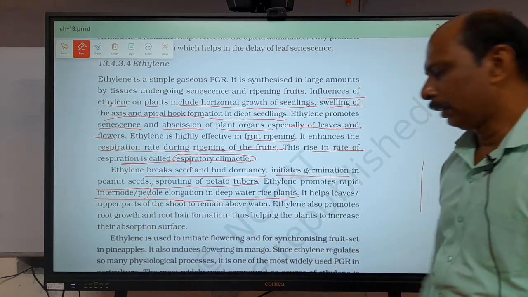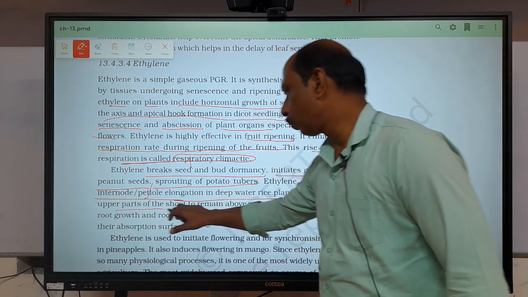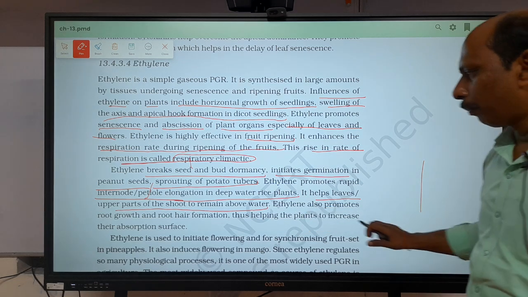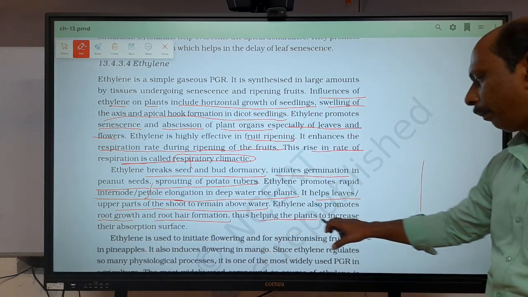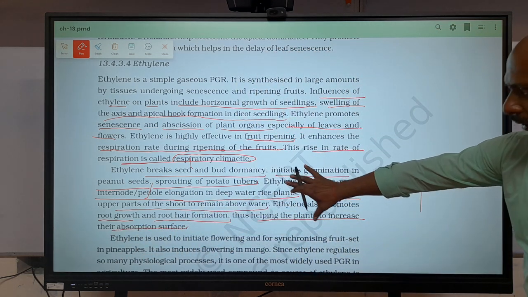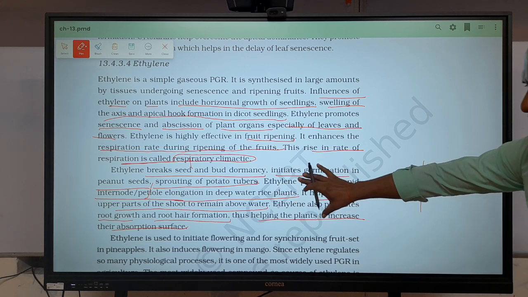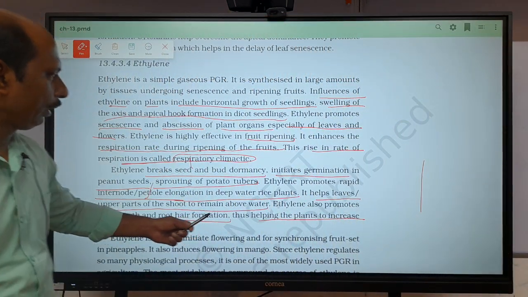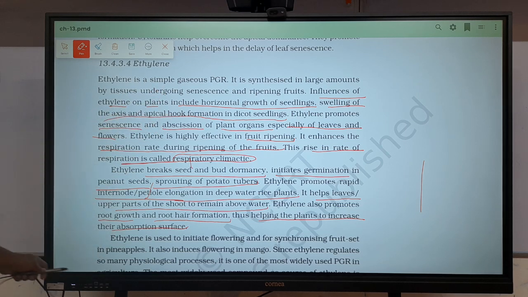They elongate, and this helps the leaf and upper part of the shoot to remain above the water. They can survive. Ethylene also promotes root growth and root hair formation, thus helping the plant to increase its absorption surface. So this passage presents the growth characteristics of ethylene, and the above passage shows the inhibitor properties, right?